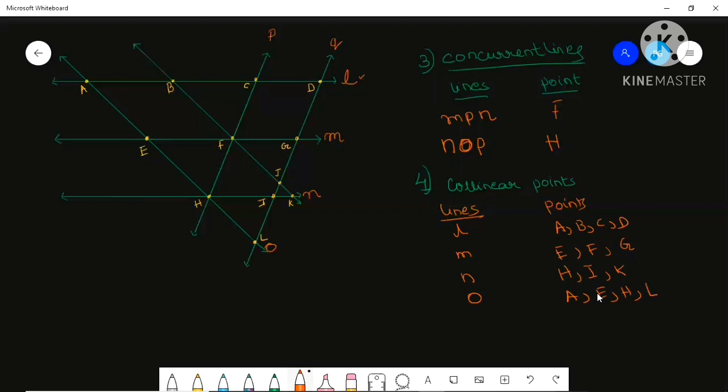So many are there, right? You can write as many as there are. Line P is there; on line P you will see C, F, H. Line Q is there; you will find D, G, J, I, L. So it has to be 3 or more than 3 points. That will be our collinear points.